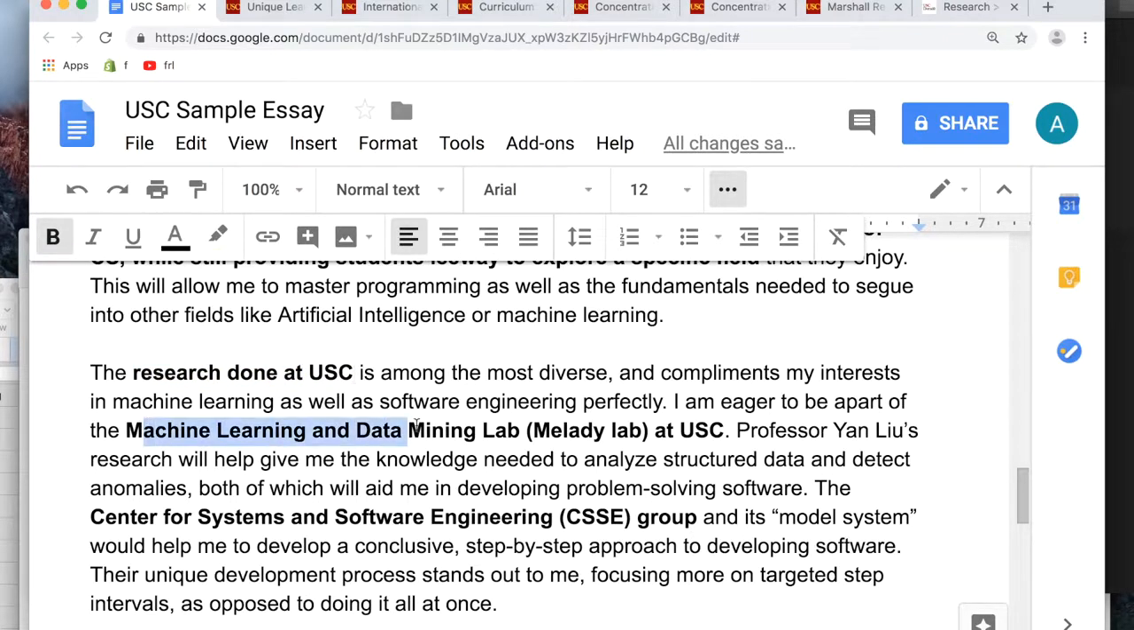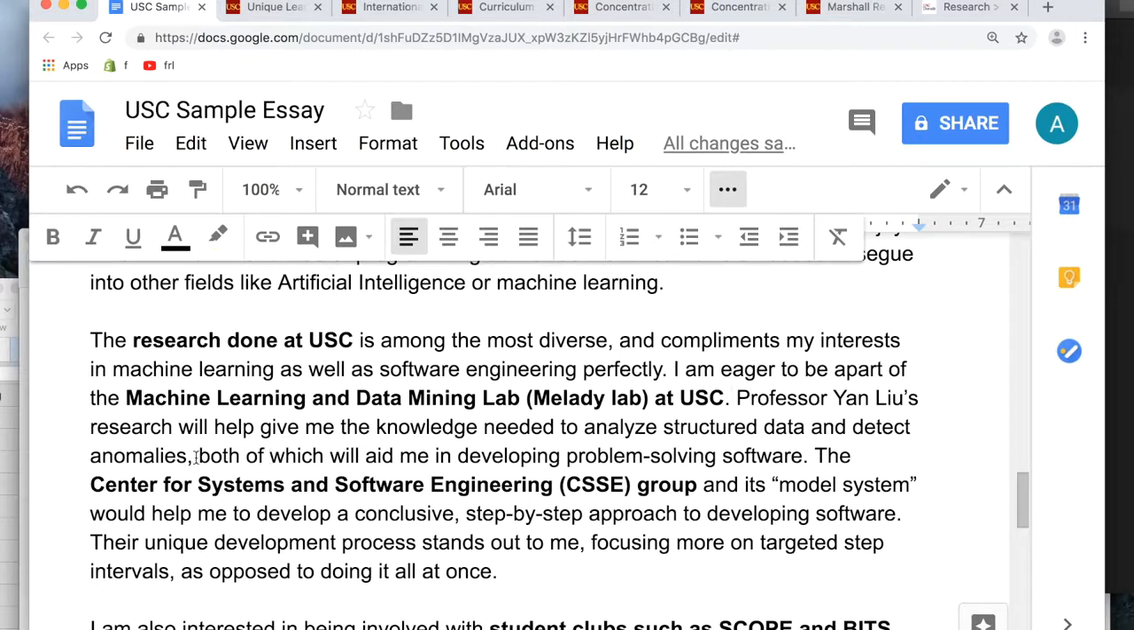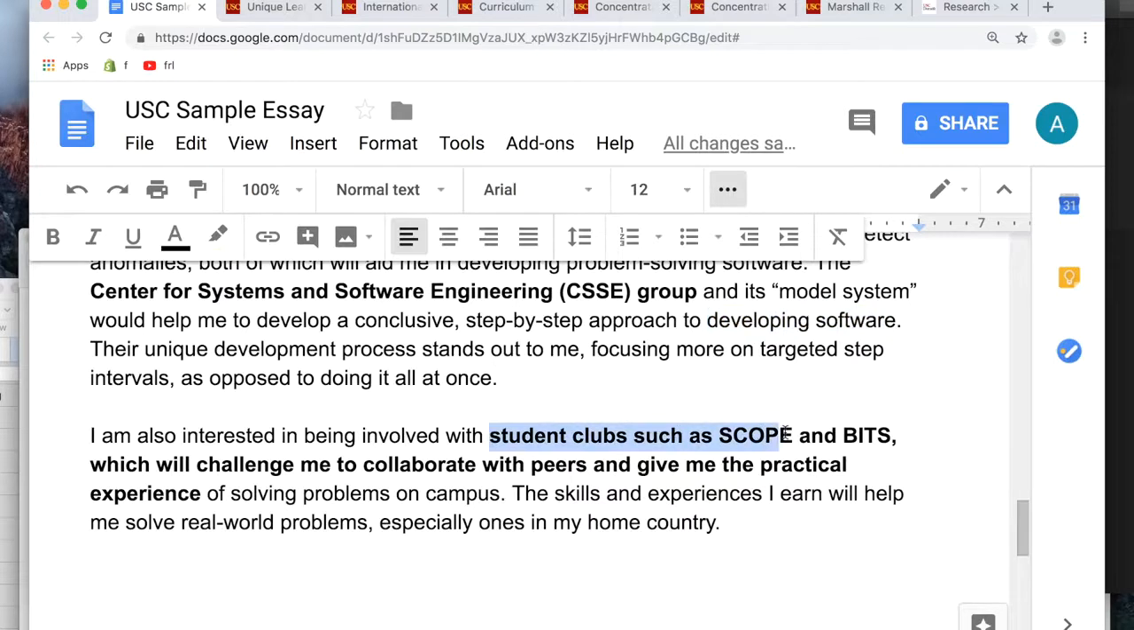The machine learning and data mining lab at USC, with Professor Yang Liu's research, will give him the knowledge to analyze structured data and detect anomalies, which will help him in developing problem-solving software. So mentioning a lab is good, but you have to give a reason why that lab will help you learn. Another one is the Center for System and Software Engineering and how the model system will help him develop software. And also joining student clubs such as Scope and Bits and how it will challenge him to collaborate with peers and give practical experiences.